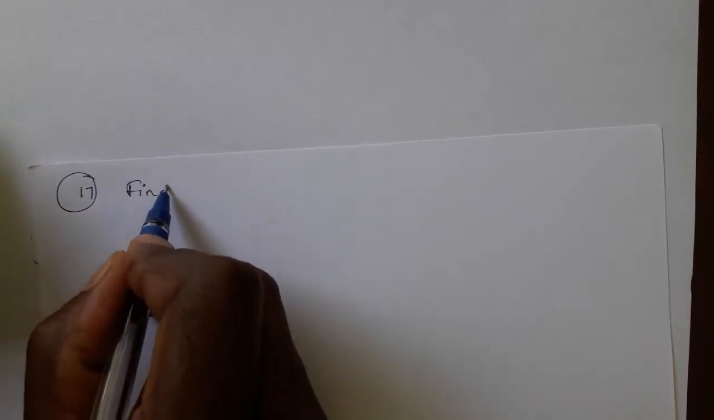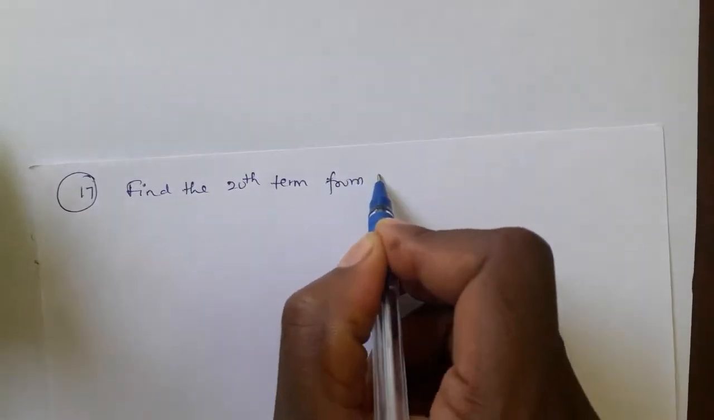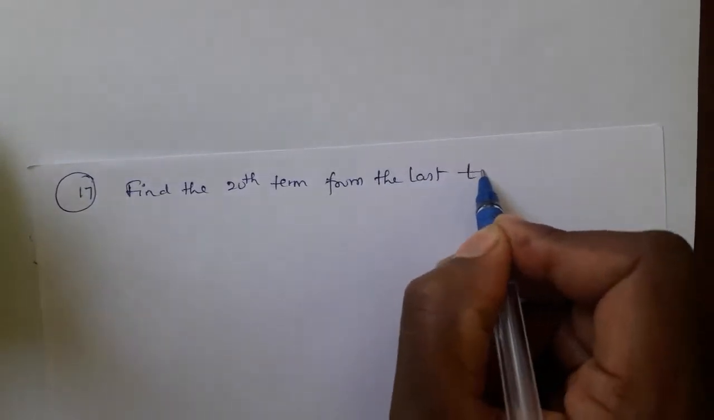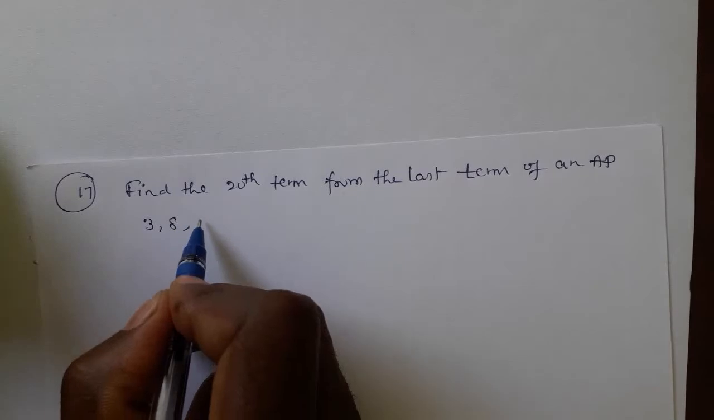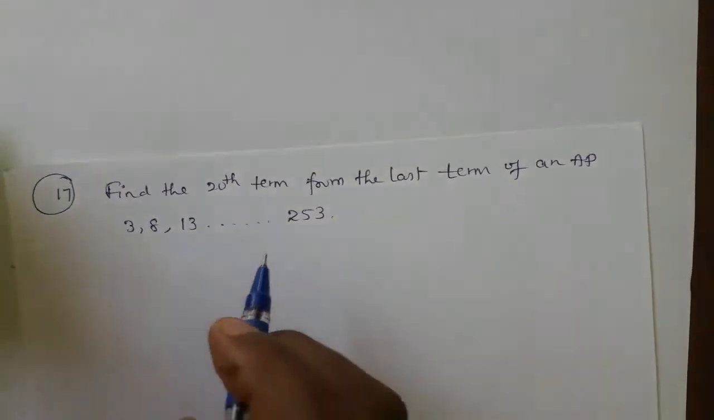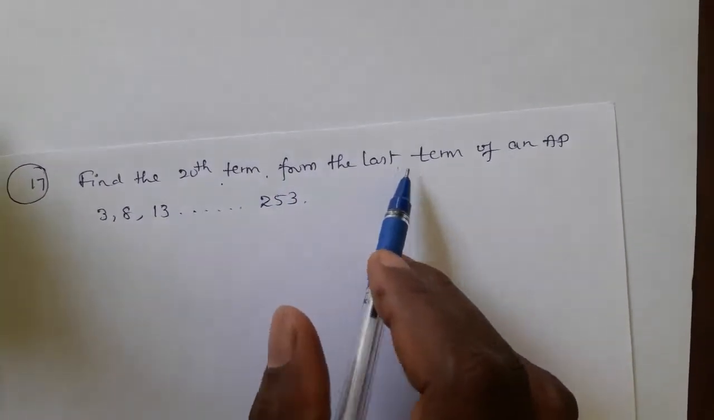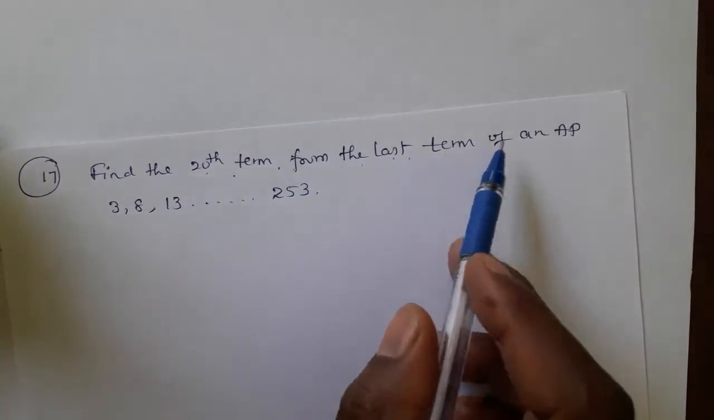So we move on to the next question. Question number 17 of the same exercise. Find the 20th term from the last term of the AP 3, 8, 13 dot 253. This is the question. Find the 20th term from the last, they are asking, not from the first. Find the 20th term from the last term of an AP.